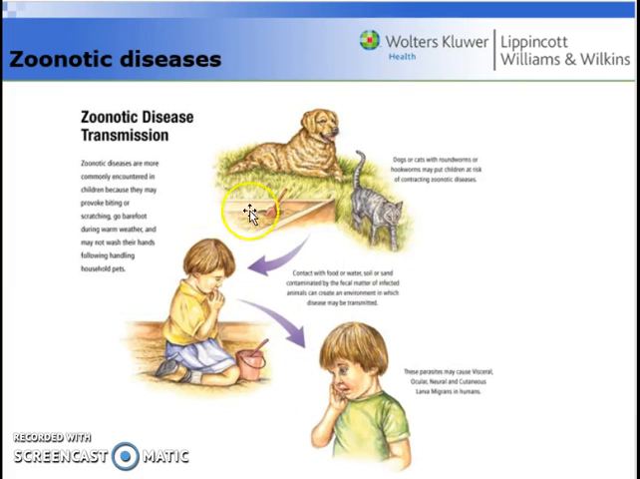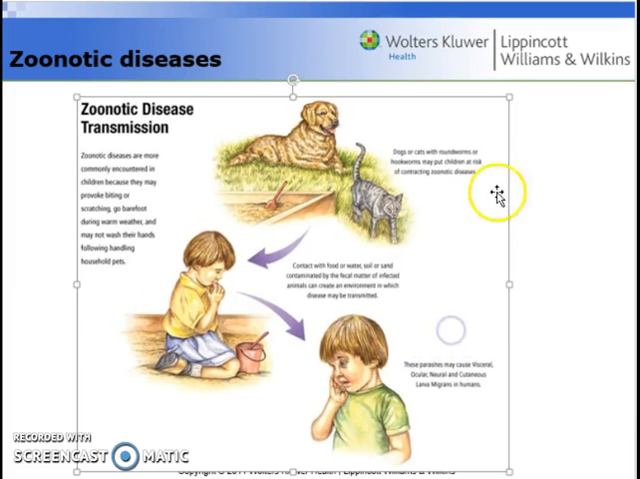Now, the more interactive a child is early on in life with the elements outside, the more likely they are to develop very strong immunities, becoming more tolerant of infectious agents when they get older.